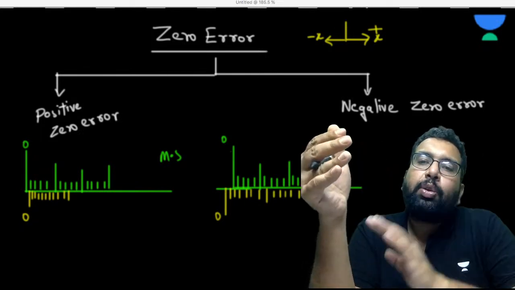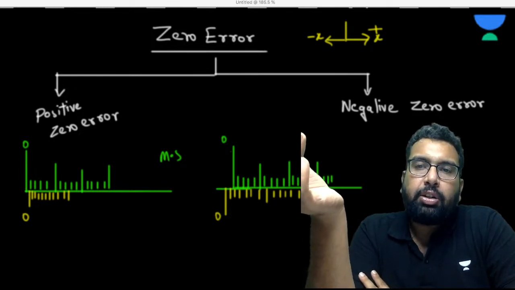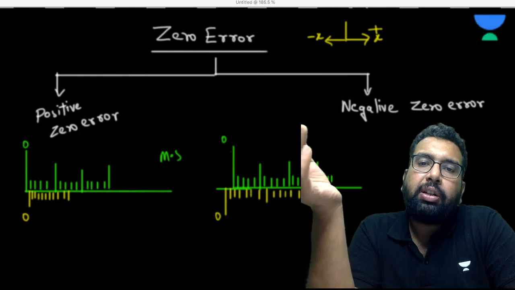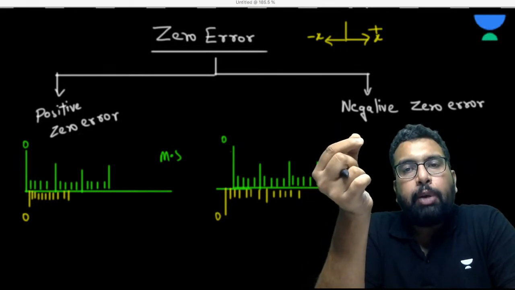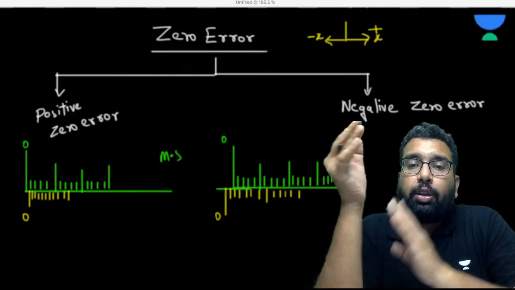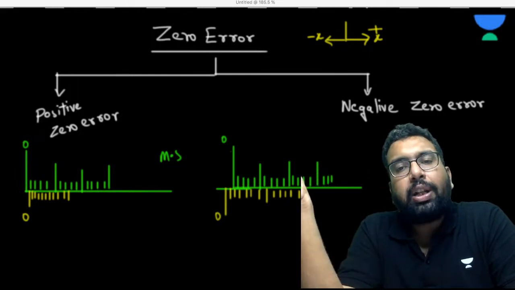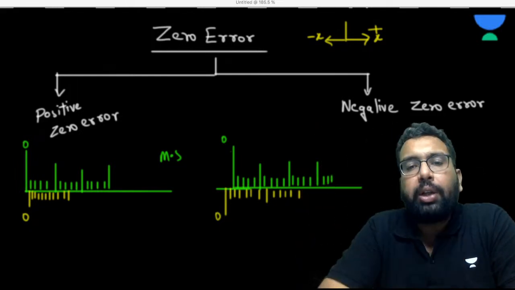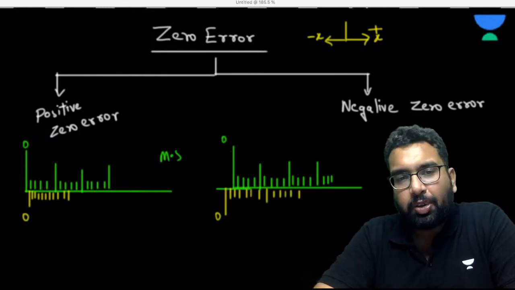So positive zero error, and when you use this to measure some dimension, obviously the measurement that you are getting will be more than the actual measurement, because it has some positive zero error. It is already shifted from its zero position. So when you take the reading, it is obviously going to be more than the actual reading.